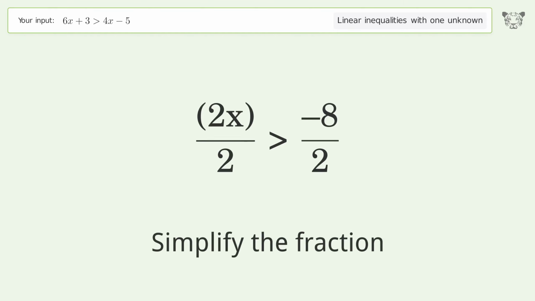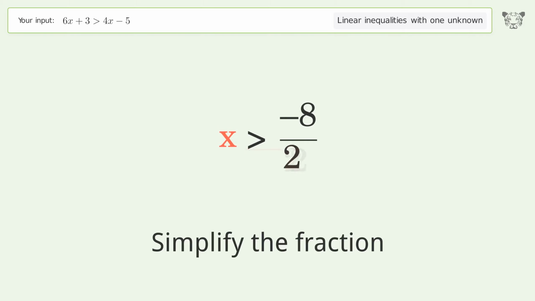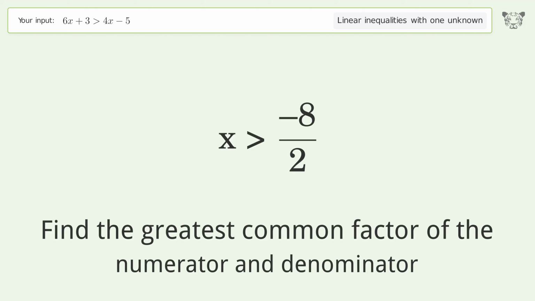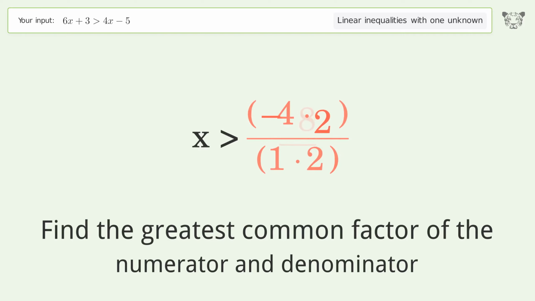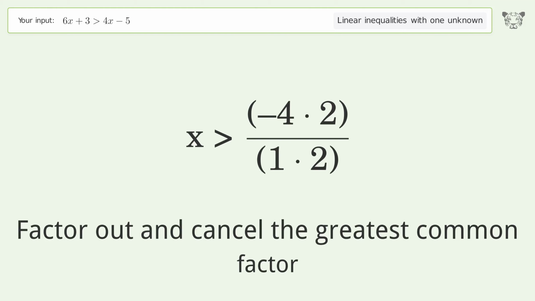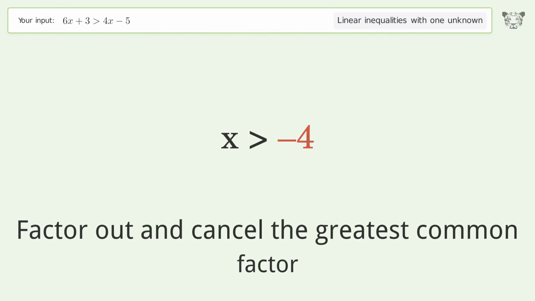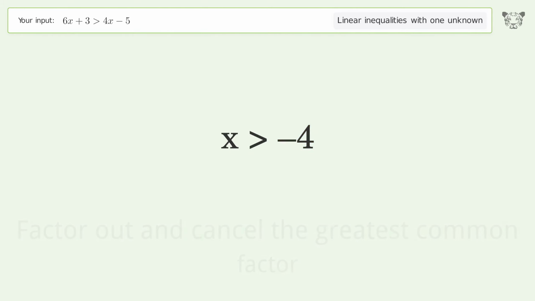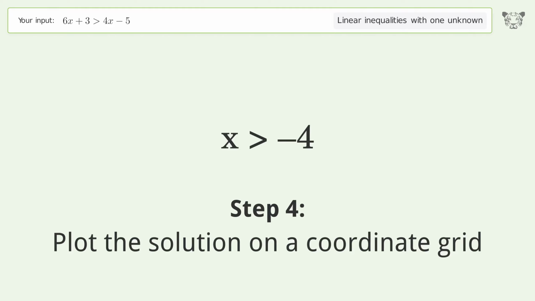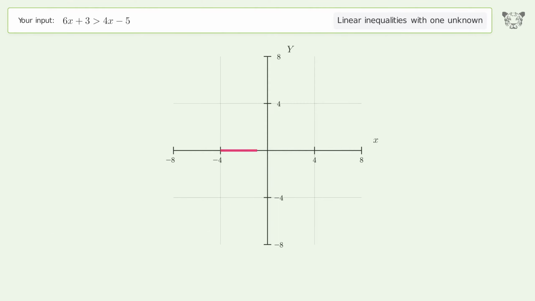Simplify the fraction. Find the greatest common factor of the numerator and denominator. Factor out and cancel the greatest common factor. Plot the solution on a coordinate grid. And so the final result is x greater than -4.